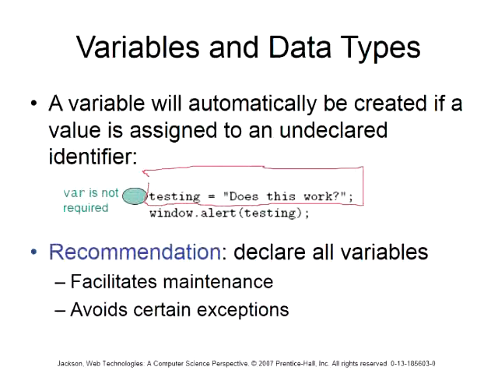But the recommendation is to declare all variables. Why is it preferable to use var to declare variables in JavaScript? To avoid certain exceptions, and also to facilitate maintenance.